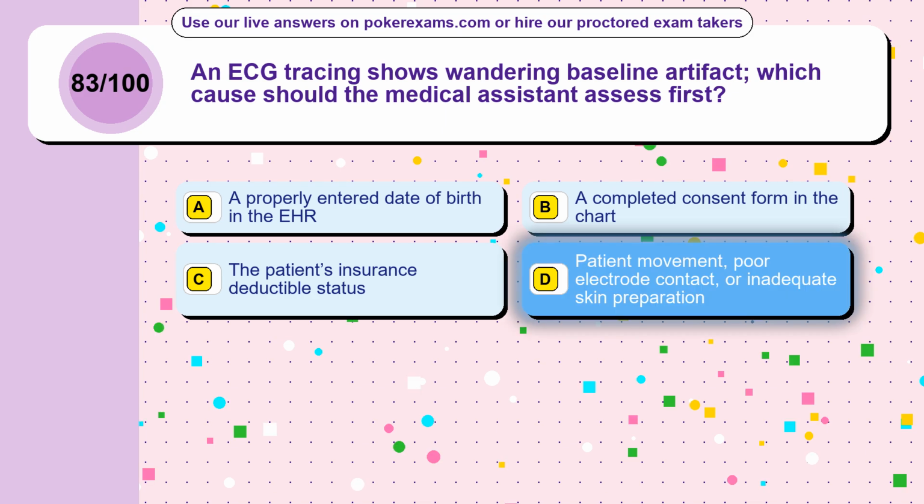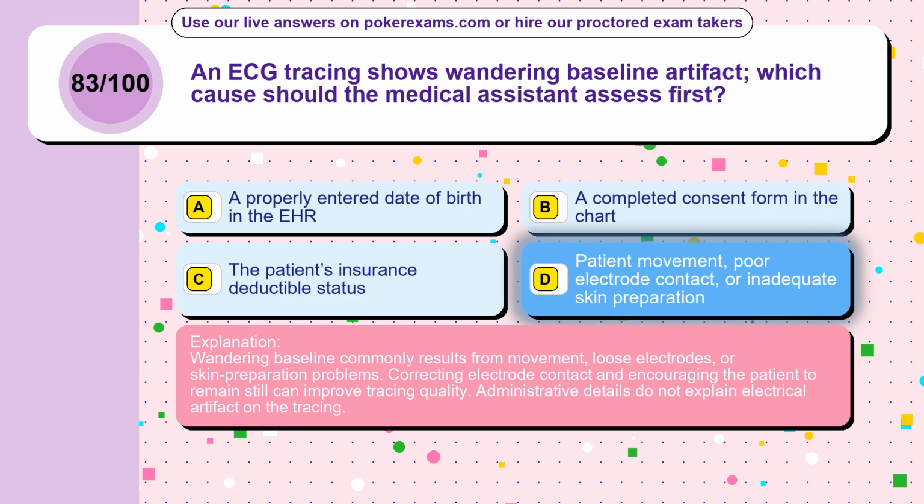The correct answer is option D. Patient movement, poor electrode contact, or inadequate skin preparation. Wandering baseline commonly results from movement, loose electrodes, or skin preparation problems. Correcting electrode contact and encouraging the patient to remain still can improve tracing quality. Administrative details do not explain electrical artifact on the tracing.